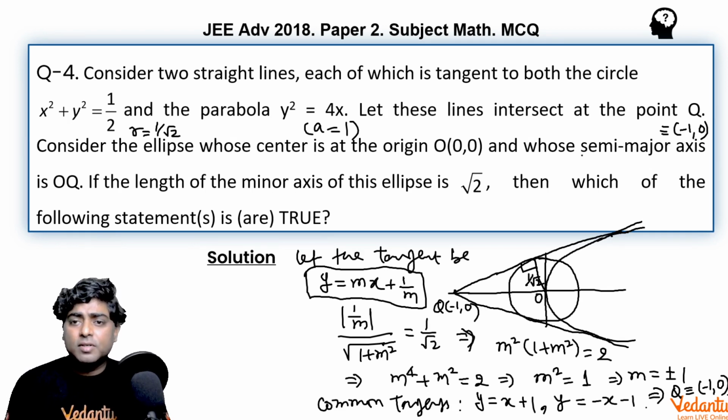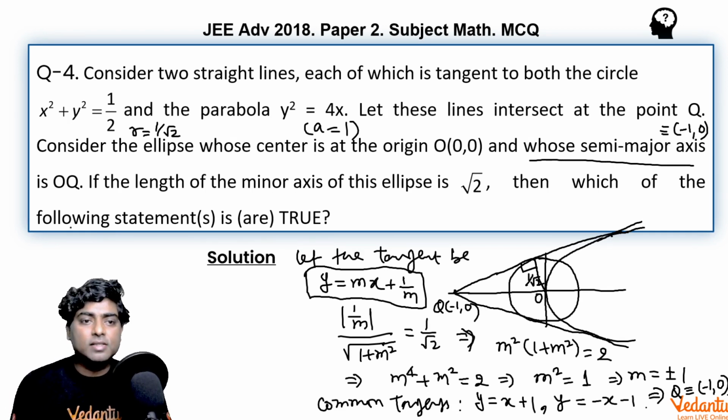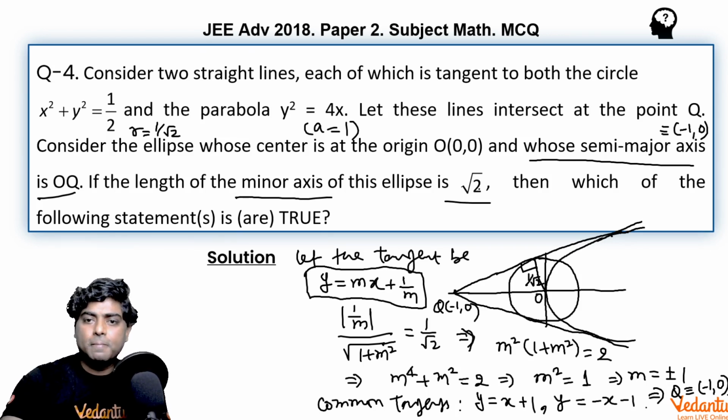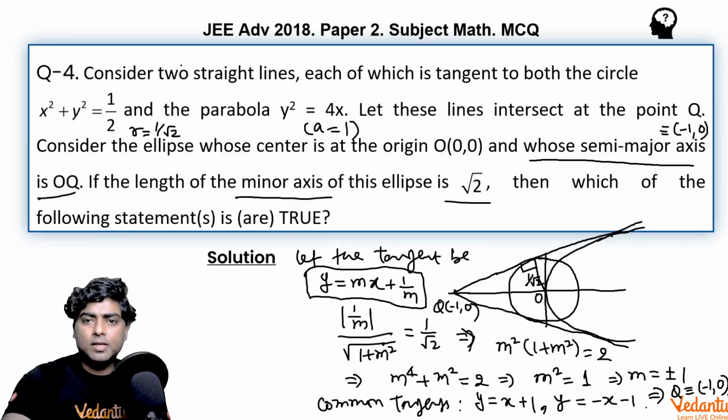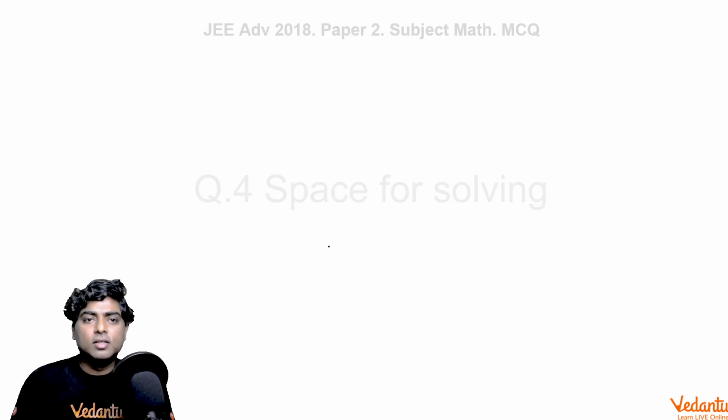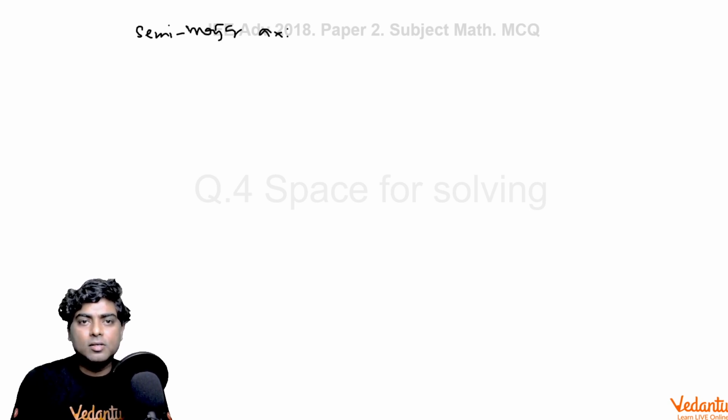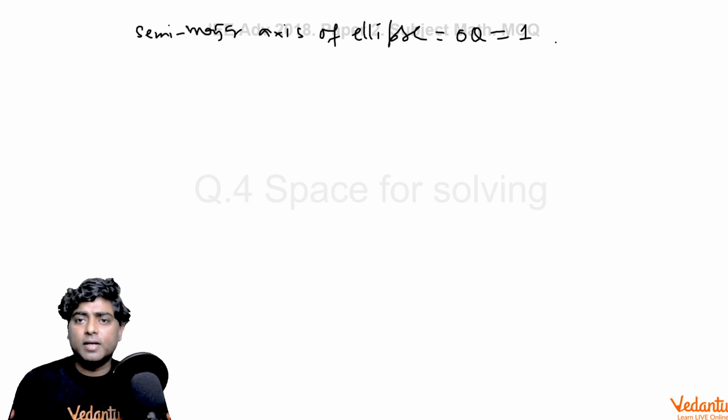So length of semi-major axis is OQ, and finally if we talk about the ellipse, the length of minor axis is √2. OQ is coming here as 1. So semi-major axis with respect to the ellipse is OQ, and OQ was coming to be 1.